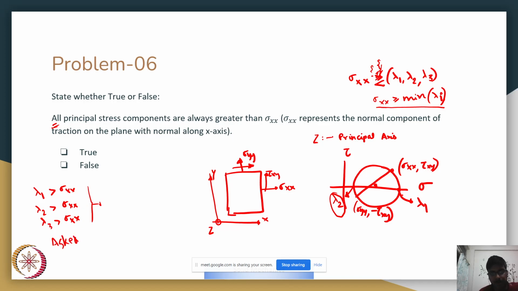But what we are saying is sigma xx will, in a sense, lie between them. I can write that this is what is observed. So the given statement is obviously false.